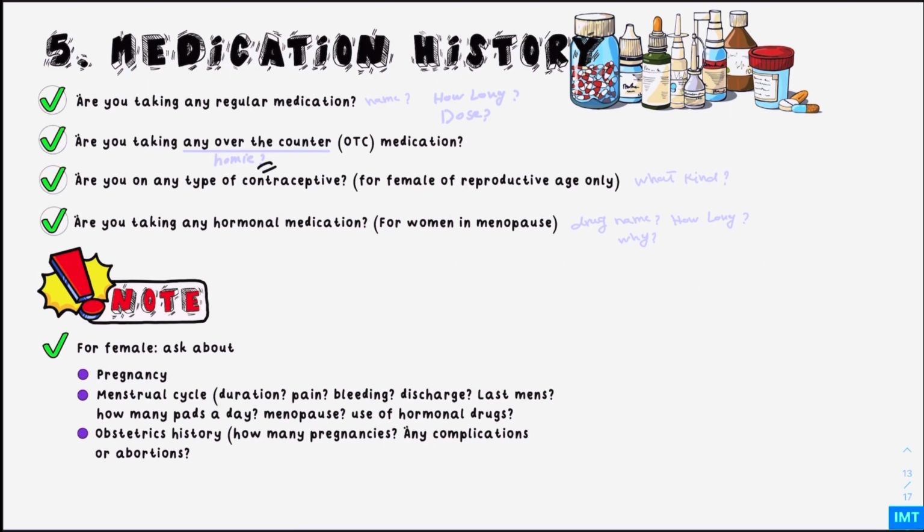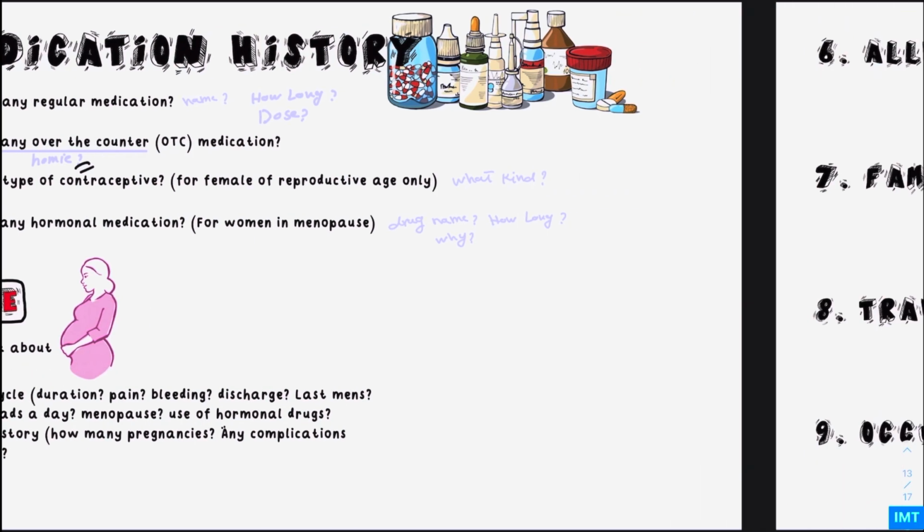Next, are you on any type of contraceptive? And ask about hormonal medication. These are for female patients, for females in reproductive age, and for females who are in menopause. Next, note to ask pregnant patients. Ask about pregnancy, ask about menstrual cycle, ask about obstetrical history. Very, very, very important, okay? To gather as much information as you can.